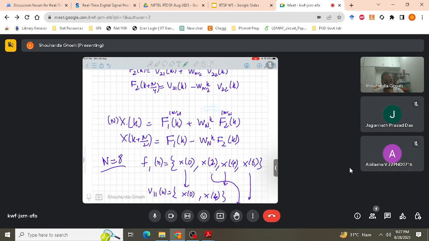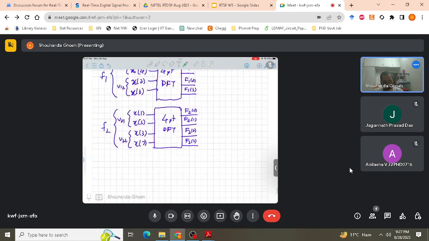Okay. So you see over here, F1 is as it is. F2 of k in both cases are multiplied. F1 is as it is in both the equations. F2 is pre-multiplied by Wn of k in both the cases. The separate thing is that for x of k it's a plus and for x of k plus n by 2 it's a minus. So let's see what we actually do over here.